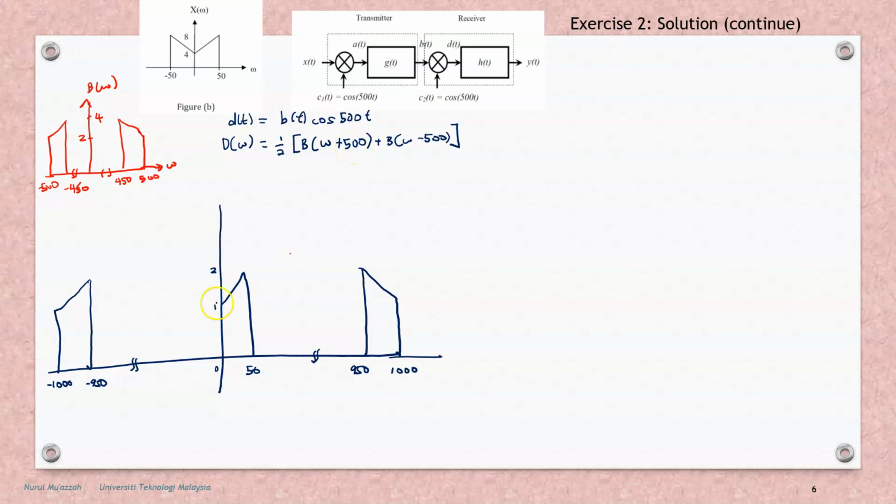So this one is like this. So make sure that you are careful here. Let's say you take this part, you just use this part to add or minus 500, and then you know that the width here is 50, then from there you can draw the signal. So this is negative 50. So now you have answered D omega.